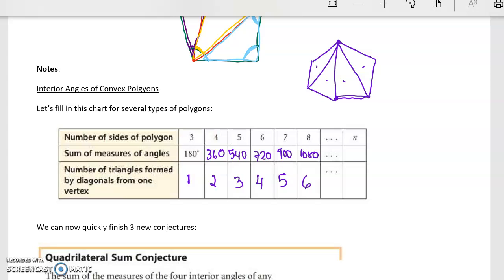So that means for the nth term, again, looking for a pattern here, the number of triangles we can form: 3 sides, 1 triangle, 4, 2, 5, 3. If we kind of look at that, I'm taking n and I'm subtracting 2. That's the number of triangles, and then I multiply that by 180 to get the total number of degrees. And that is my polygon sum formula. So let's fill in the conjectures down here below.